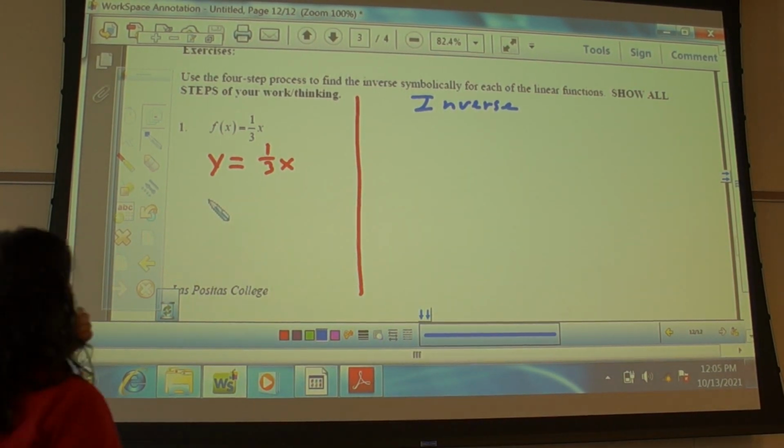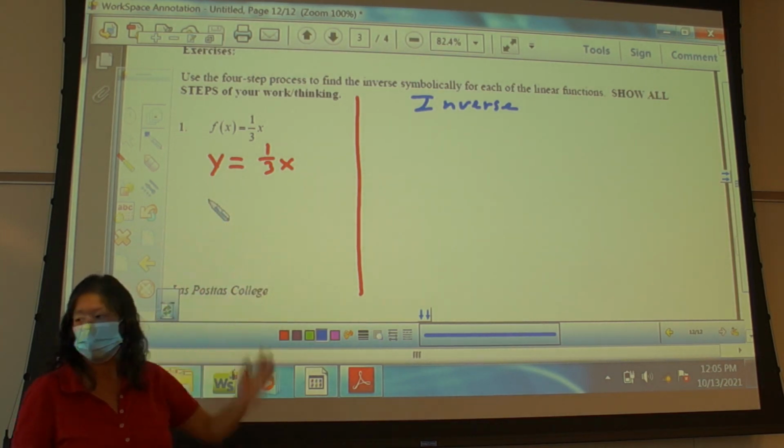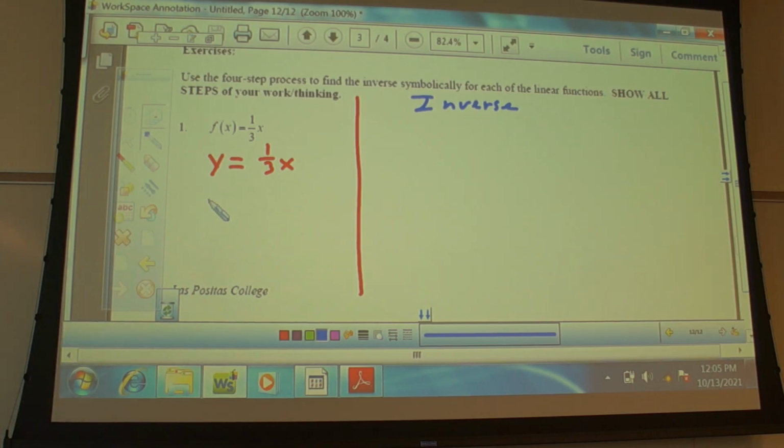Reasons why I think it's easier to multiply by the reciprocal than it is to divide. So what's our first step, folks? We're going to swap the x and the y. So this is why I think it makes more sense to multiply by the reciprocal than to divide. Because rather than dividing by 1/3, that gets really messy, right? What's the reciprocal of 1/3? 3/1. Multiply both sides by 3/1, and then your life becomes easier.